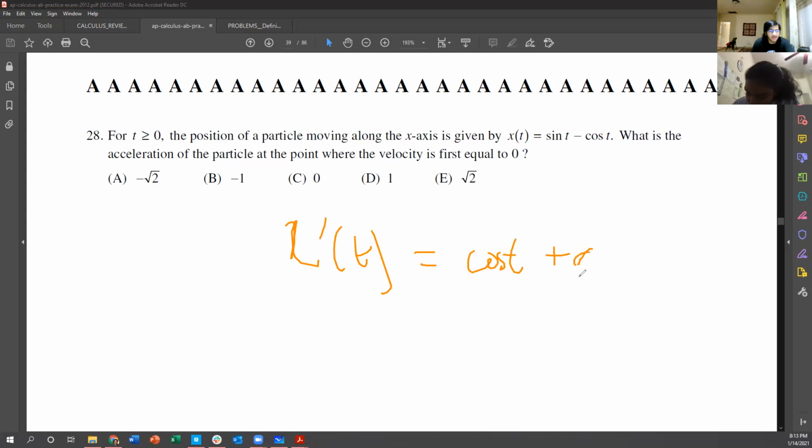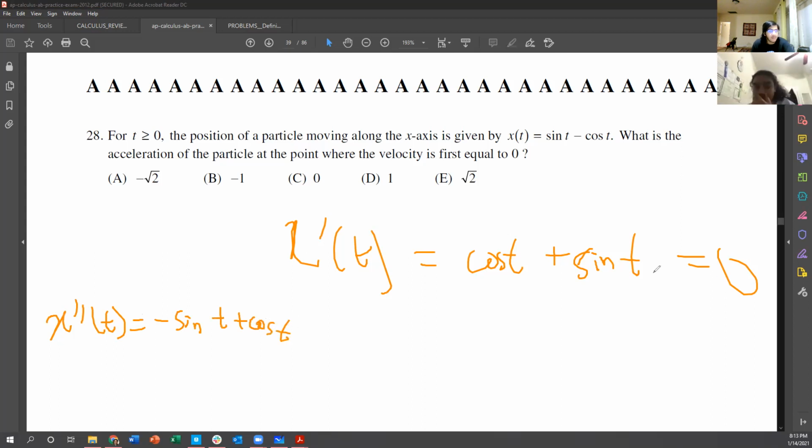plus sine t, right? Yes. And we want velocity to equal 0, when it first equals 0, as a matter of fact. So when does this equal 0? I'm actually going to find the second derivative first, just so we don't mess it up. The second derivative is going to equal negative sine t plus cos t. Just leave that off to the side. But when does cos t plus sine t equal 0? Well, that's when sine t equals negative cos t.